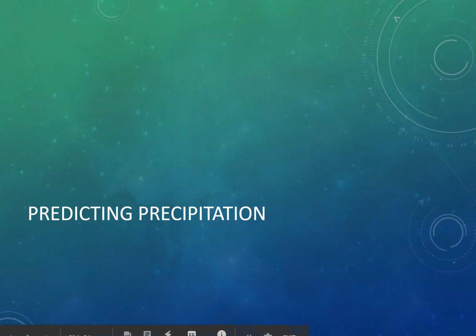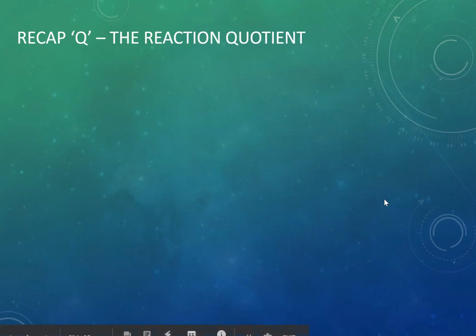Hi and welcome to this video where we're going to look at predicting whether or not a precipitate will form. This is a really common sort of question in NCEA, and so it's very important to consider. This uses the reaction quotient, or Q, which you will have come across at NCEA level 2 when you're talking about equilibrium.